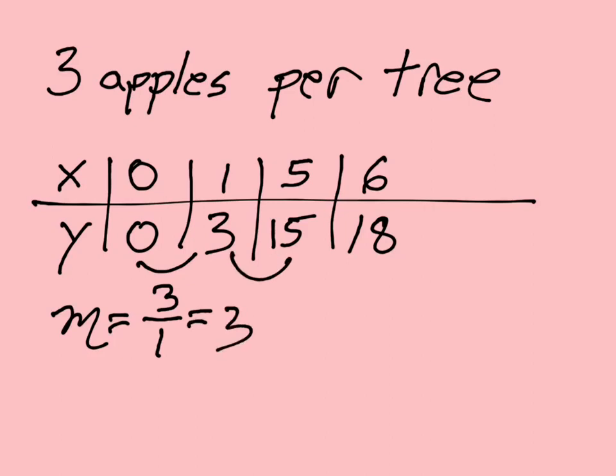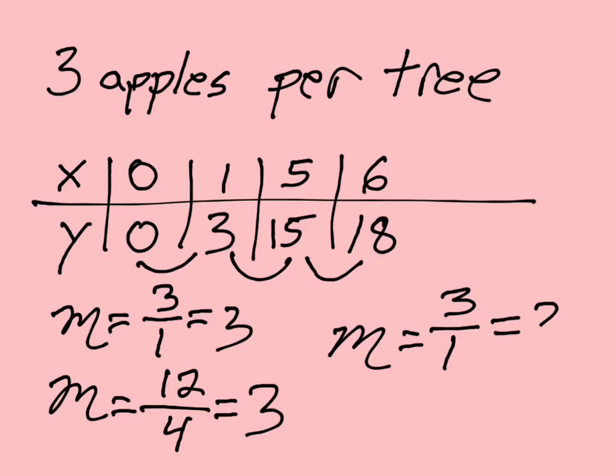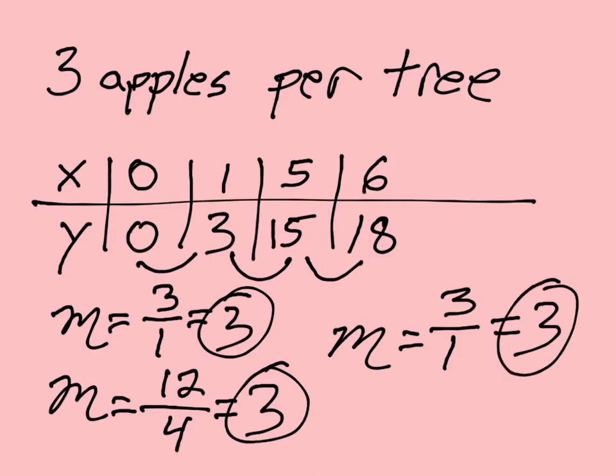And the slope from here to here is 12 over 4, which is also 3. And the slope from there to there is 3 over 1, which is 3. Now, it's not a coincidence that all of these slopes are 3 and that our unit rate is 3 apples per tree. So, slope 3, unit rate is 3. Well, we also have something that I really want you to pay attention to. I want you to note that it goes through the origin.